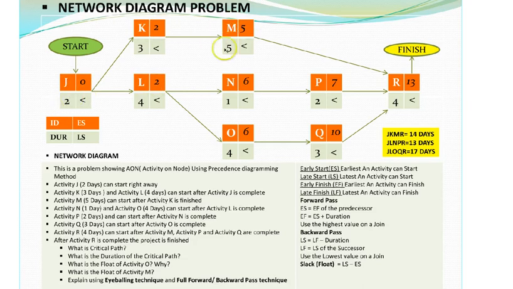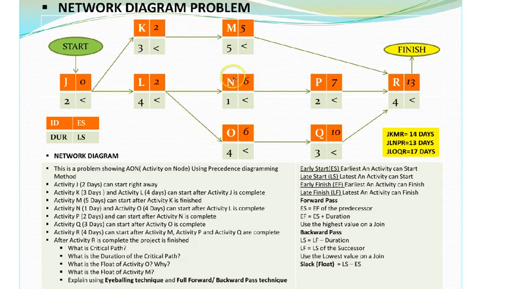Now when I go to M, M cannot start till K is complete. So K has a duration of 3 days. 3 plus 2, that will give me 5. So I got the early start for M as 5.